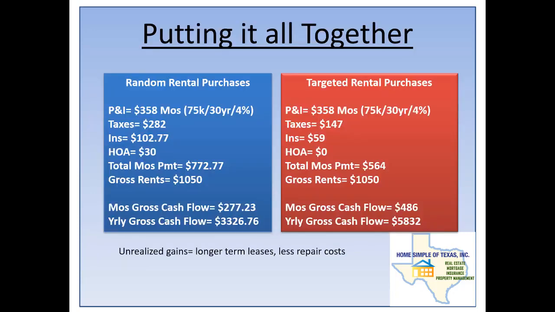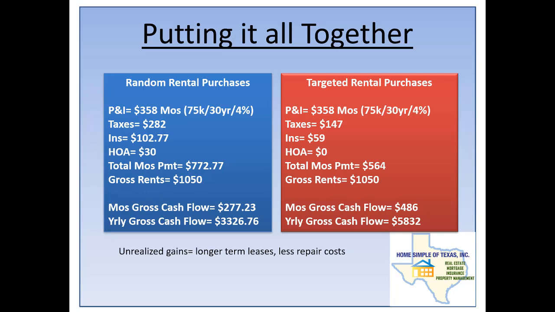Putting it all together, let's talk about just buying a random rental property, meaning you're Joe investor, you want to be an investor. You talk with an agent, and they go out and find you a rental property. P&I $358 a month, $75,000, 30 years at 4%. We're using really low numbers just for math right now. Taxes at $282, insurance $102, HOA $30, total monthly payment $772.77, gross rent's $1,050.